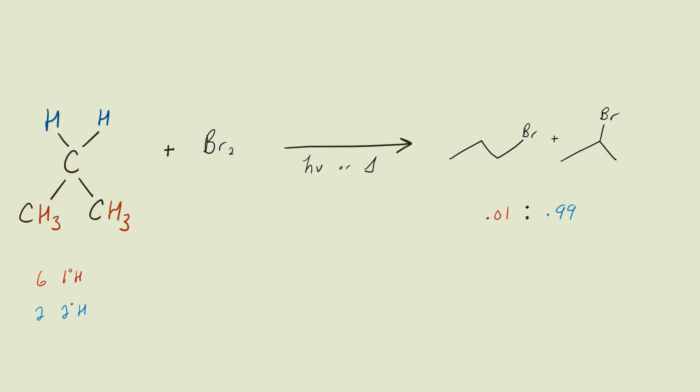The reason why chlorine is so much less selective is because it's exothermic. The C-Cl bond is much stronger than the C-H bond. Bromine is more selective because it's endothermic. The C-Br bond isn't as strong as the C-H bond.